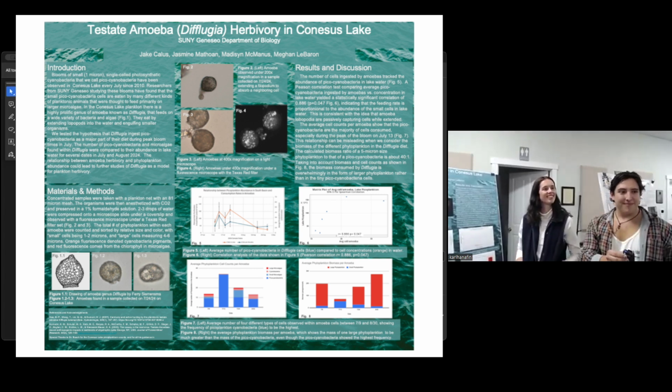Good, thank you. Nicely done. It's just so nice to see studies on our little lake here. They go into such great detail.